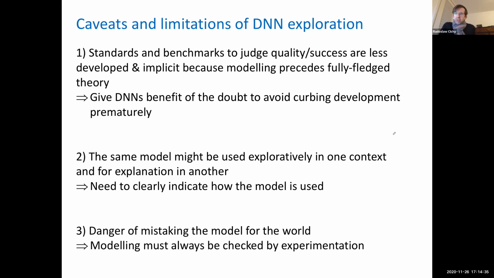Are you using it for exploration? Are you using it for prediction? Or are you using it for explanation? And then it's just fine and dandy how you do it. We just have to be explicit about how we do it.